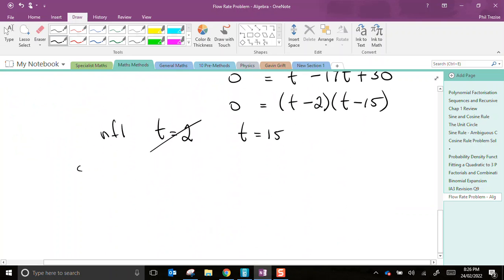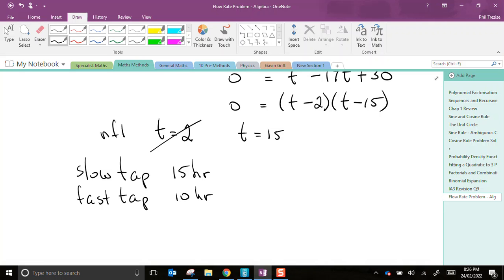So that's the answers. The slow tap will take 15 hours to fill the tank, and the fast one would be 10 hours. There you go. Now, that's the end of the question.